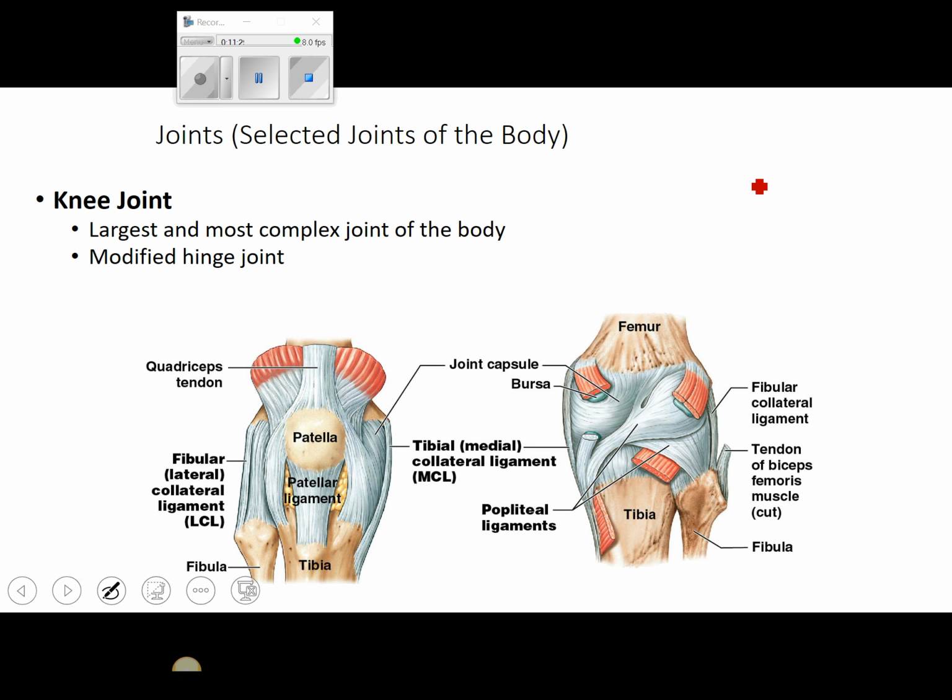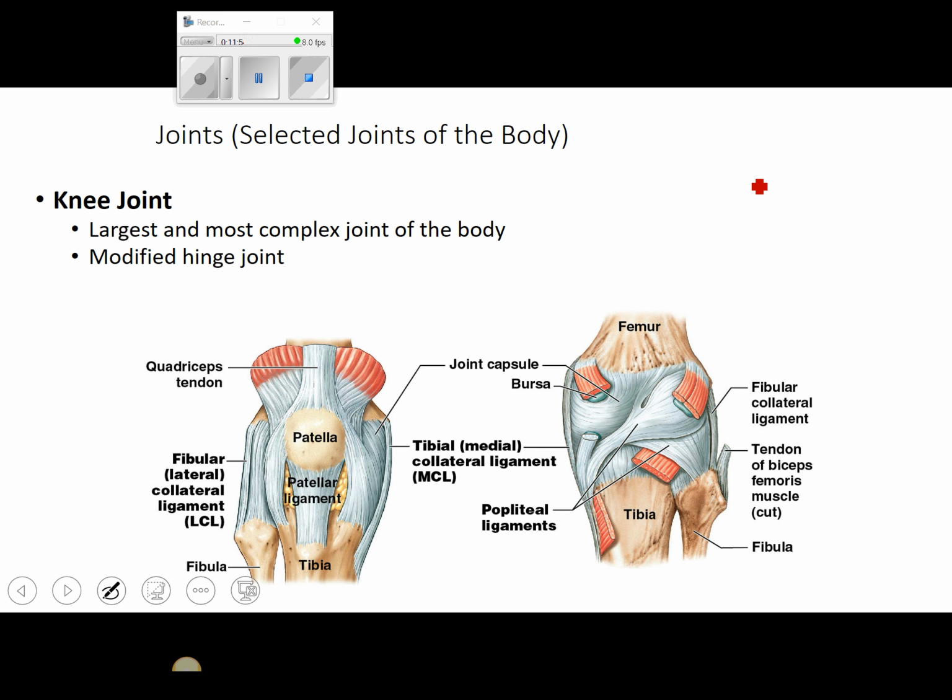So in complex synovial joints such as the knee, a variety of structures provide support and additional stability. So you have the knee joint here. That's going to be the largest and most complex joint of the body. So this is the one that I have you make sure that you can label. It does have the two-way movement of flexion and extension because it is a modified hinge joint.